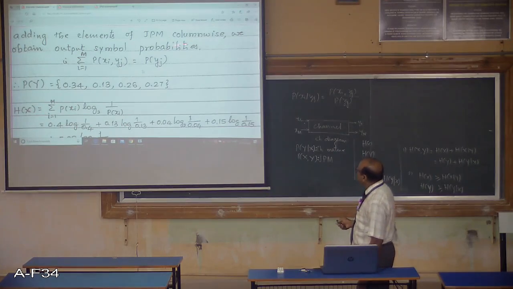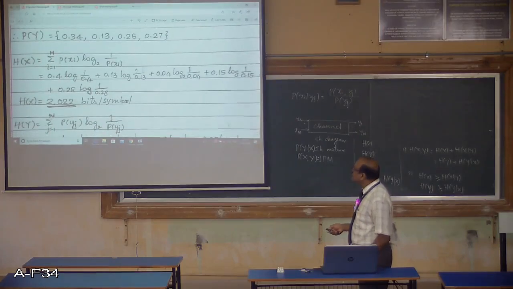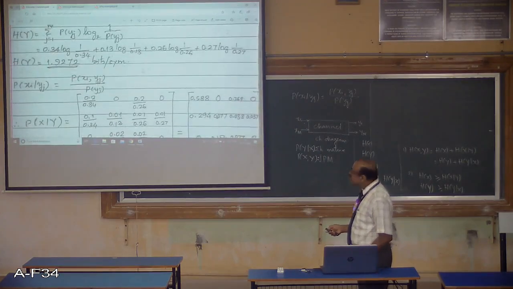Similarly, adding elements of JPM column-wise, what we get is P of yj. Column-wise addition, 4 columns, so 4 values. With these two, we can calculate the entropy of the source. P of xi log 1 divided by P of xi comes out to be 2.022 bits per symbol. Similarly, the entropy of the receiver.